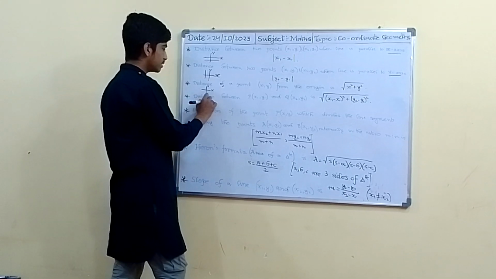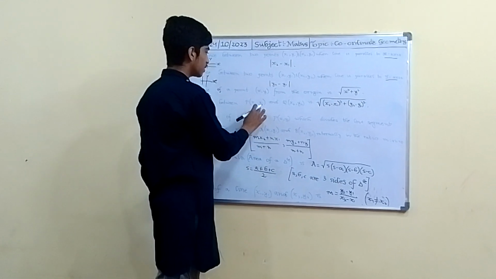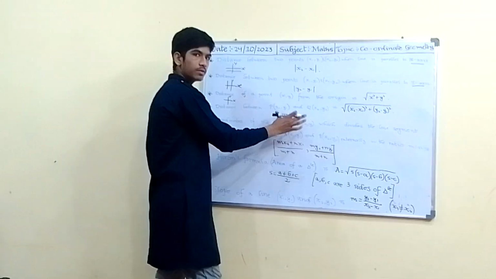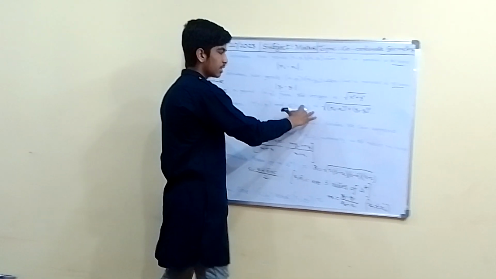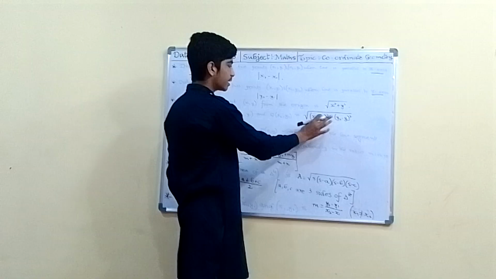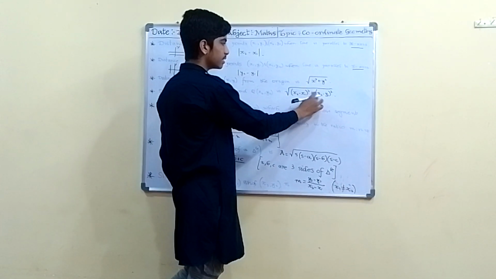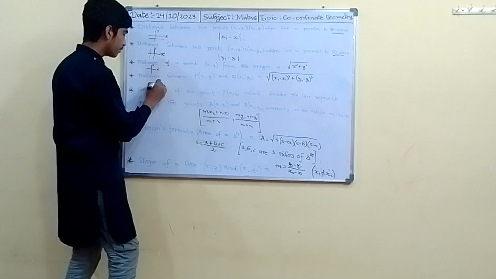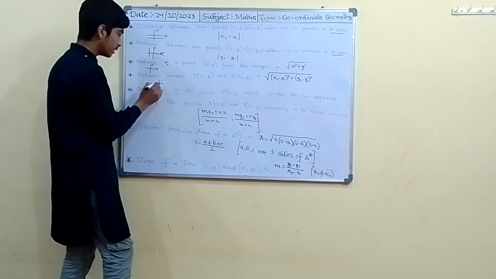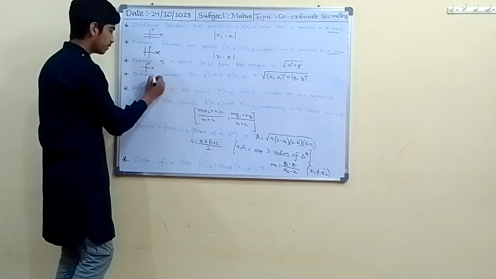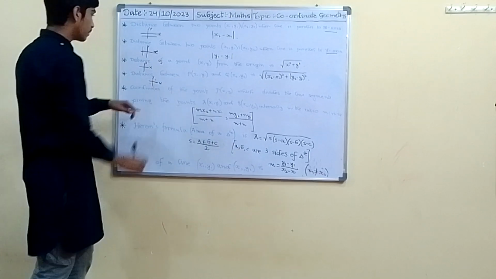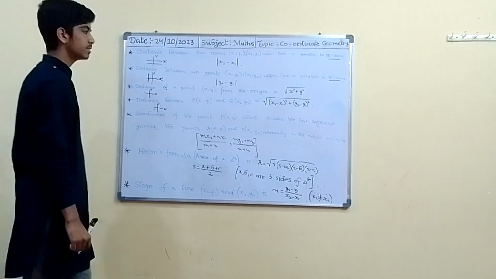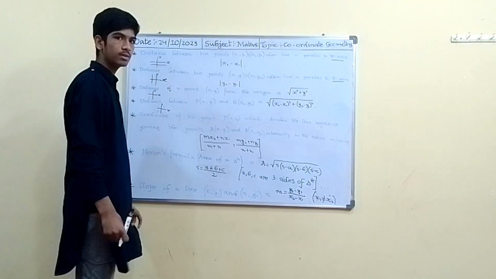And the fourth formula is distance between P of x1, y1 and Q of x2, y2. It means there are 2 points and we have to find the distance between these 2 points. So the formula is under root x2 minus x1 whole square plus y2 minus y1 whole square. Suppose we take a graph, here is a point and here is another point. We have to find the distance between these 2 points using the same formula.